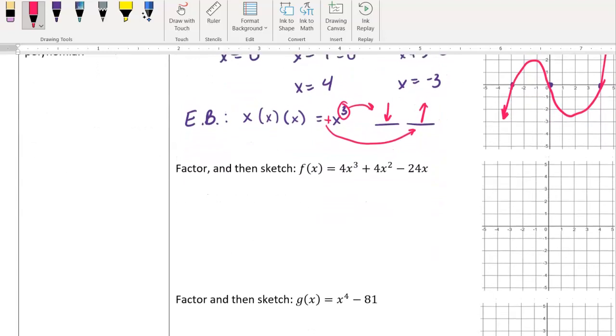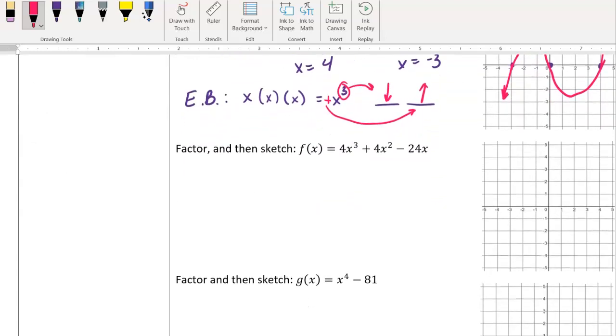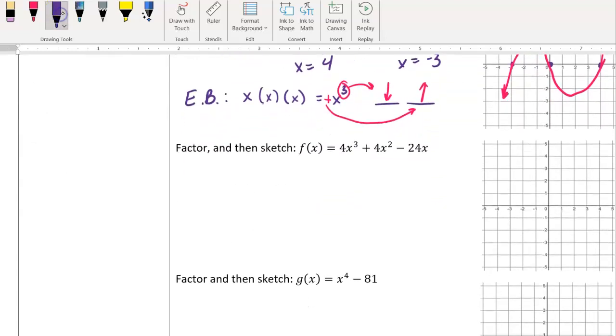Right? What if it's not in factored form? I'm sorry, what if it's in standard form and not in factored form? Well, then we've got to factor it, because again, we want to be able to find the x-intercepts. So to find the x-intercepts, we've got to look at it in factored form. You might say, Mr. Murphy, this is a cubic. How do I factor a 4x cubed? It's not a quadratic. Well, I do want to look for a greatest common factor first. I always look for a GCF first.